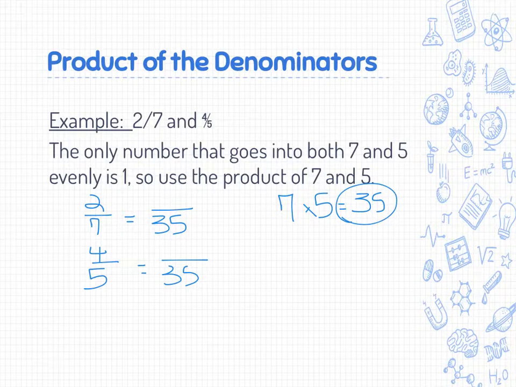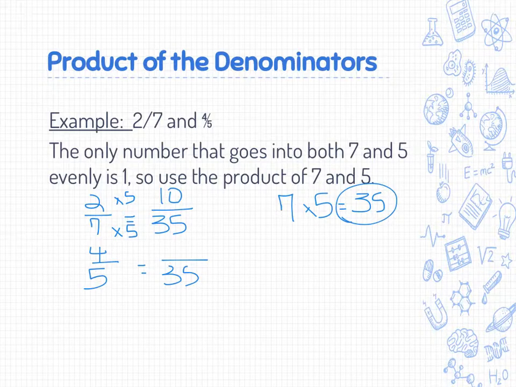Ask yourself, what do we multiply 7 by to get 35? And that would be 5. If we multiply the bottom by 5, we do the same thing to the top. 2 times 5 is 10. And then we go to the bottom and figure out what the equivalent fraction is to 4/5.